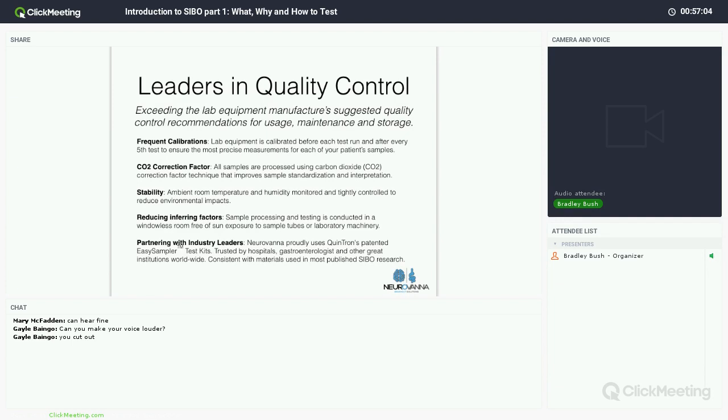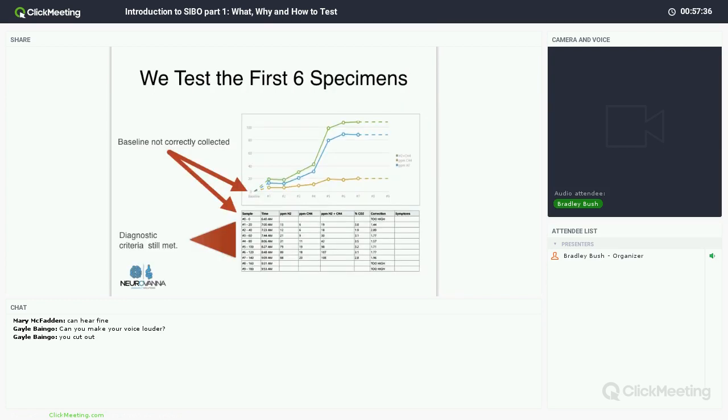We not only do our frequent calibrations, we also use the carbon dioxide correction factor to make sure that every patient's sample is calibrated. This allows for a more accurate measurement of the breath testing. It's a standard now in the industry, still not performed by every gastroenterology department, but it is something that should be done. In addition to that, we are constantly doing research to help improve the approach for identifying SIBO, but also for treating SIBO.